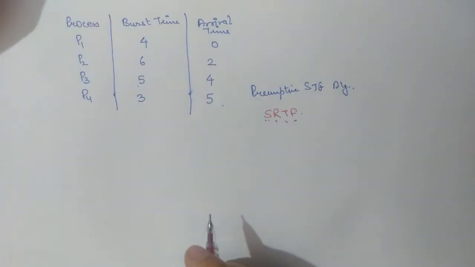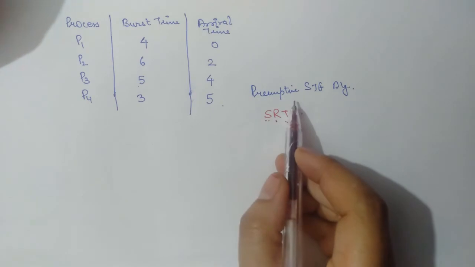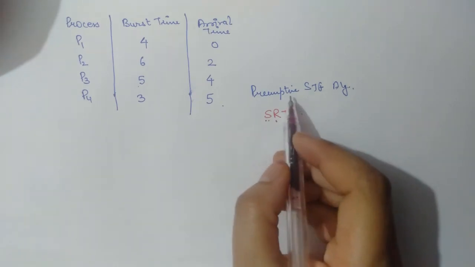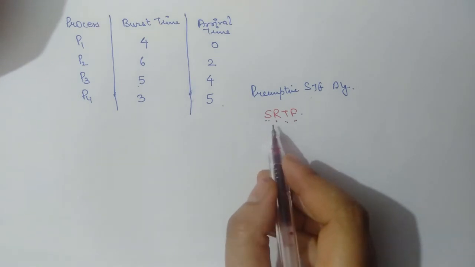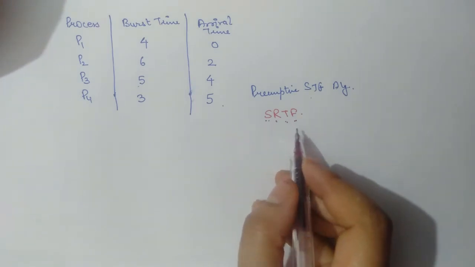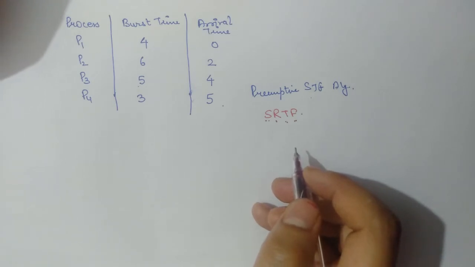In the previous example, which I solved with the non-preemptive shortest job first scheduling algorithm, in continuity I am taking the same question, but this time I will try to solve it with the preemptive SJF algorithm. This algorithm is also called the shortest remaining time first scheduling algorithm. First of all, we will try to understand the basic concept of this algorithm. After that we will solve it.